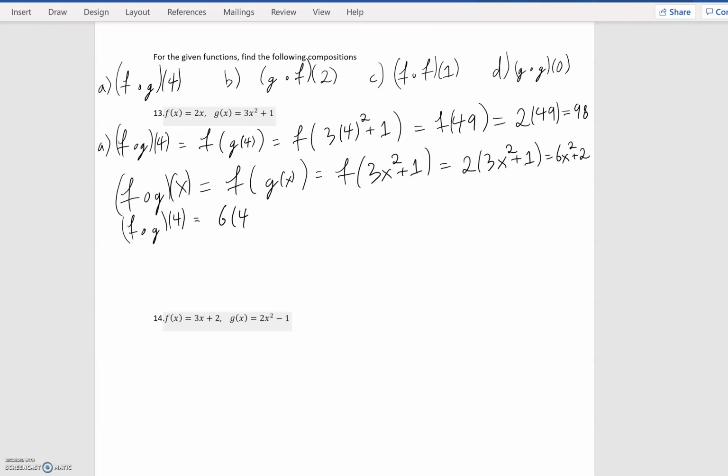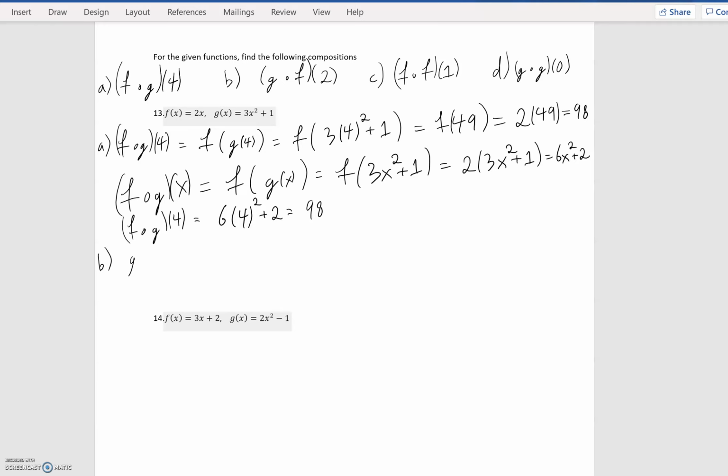This is 6 times 4 squared plus 2. 4 squared is 16. And 16 times 6 is 96. 96 plus 2 is 98. So same answer. It's up to you as to how you want to do this. Let's look at part B of this problem.